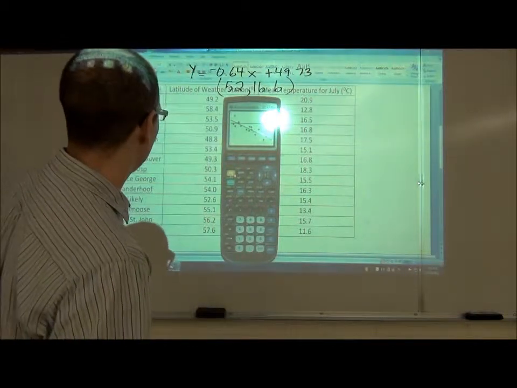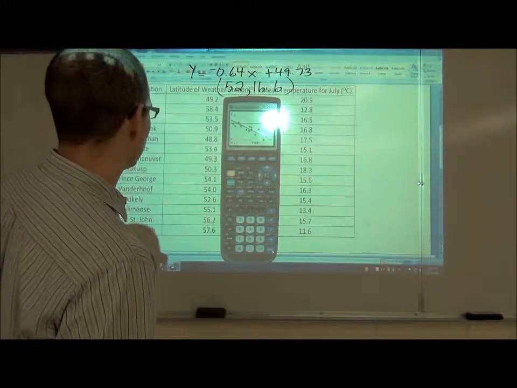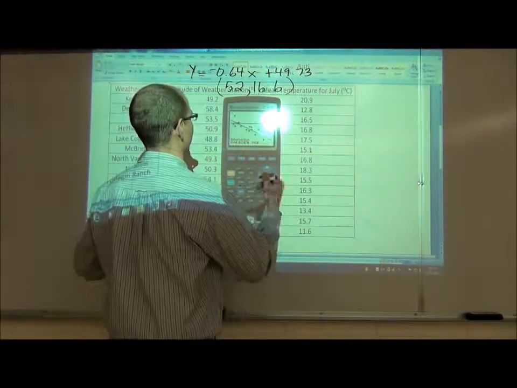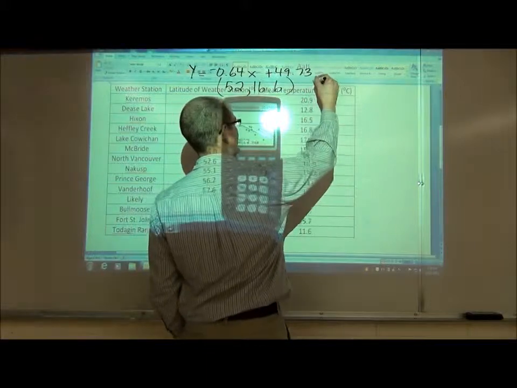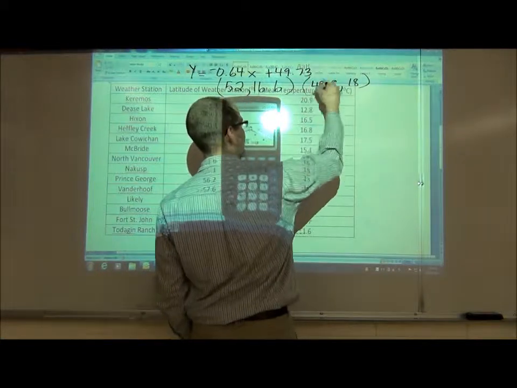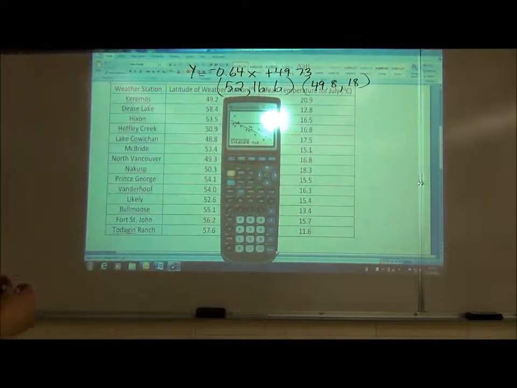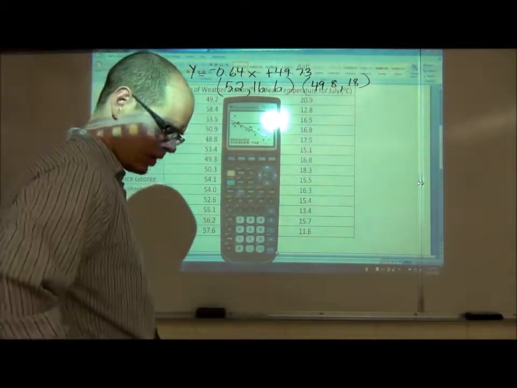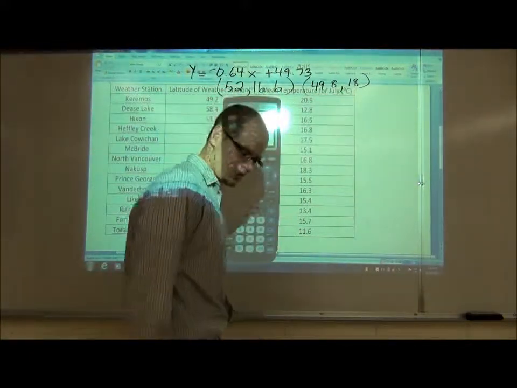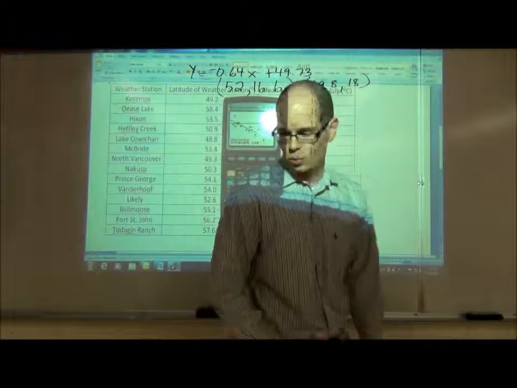So to do that, you go back to the calculate menu, go down to number 5, which is intersect, hit enter on one curve, enter on the other curve, enter one more time for a guess. And the calculator is telling me now, for part D, that for an x of 49.8, I have a y of 18. So if the temperature is 18 degrees Celsius, the latitude is approximately 49.8. That's the calculator's best guess. So the answer for D would be, at a latitude of about 49.8 degrees, you'd have a temperature of 18 degrees Celsius.